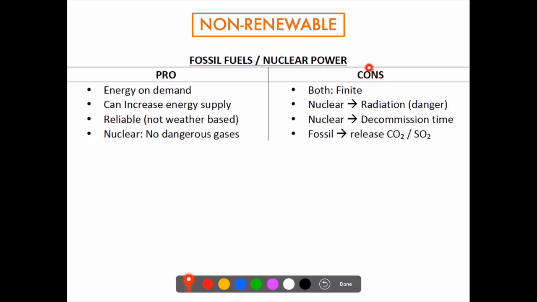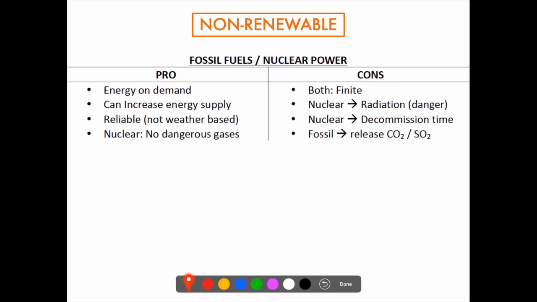Disadvantage is that both are finite, so they're both going to eventually finish. However, with nuclear, the problem is that it can lead to radiation, which is dangerous, and also nuclear has decommissioning time. So, for example, if you have a nuclear power plant and you decide to close it down, you can't immediately the next day open up a shop there, for example, KFC. The reason behind that is because although you've closed down the nuclear power plant, there's still some background radiation, so it takes a lot of time to slowly decommission it.